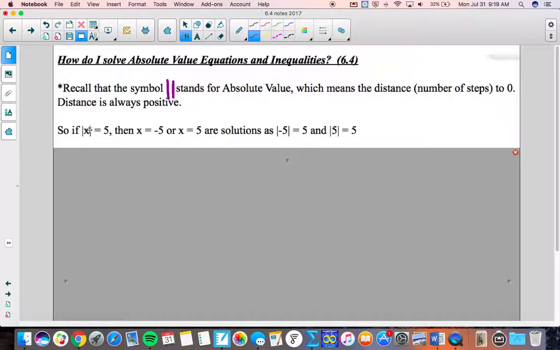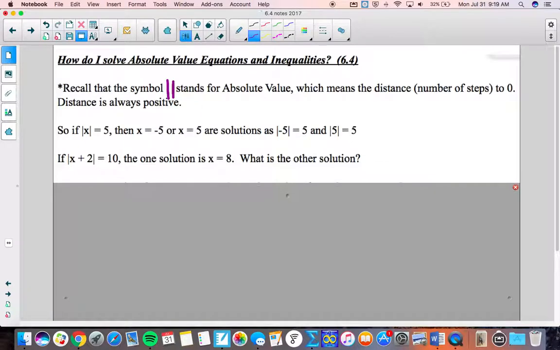So what are my solutions where the distance to zero is 5? It's -5 and +5. And you can check it this way. The absolute value of -5 is 5. The absolute value of +5 is 5. So those are definitely my two correct answers.